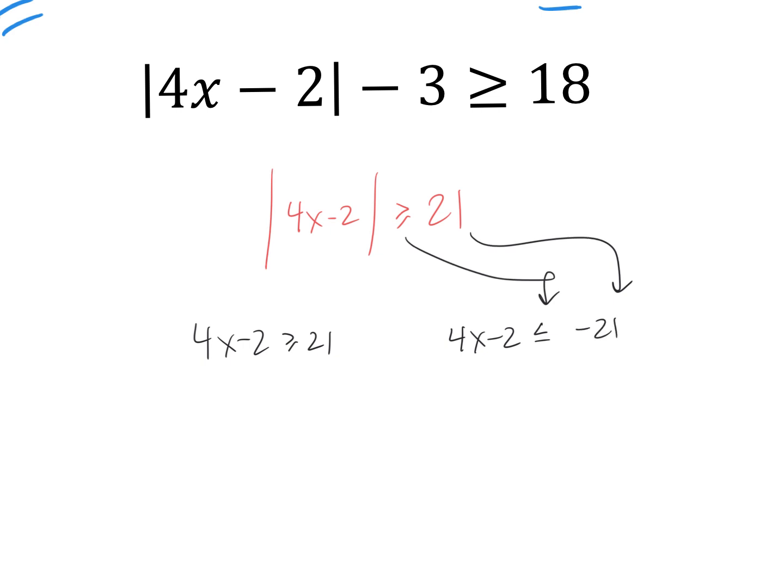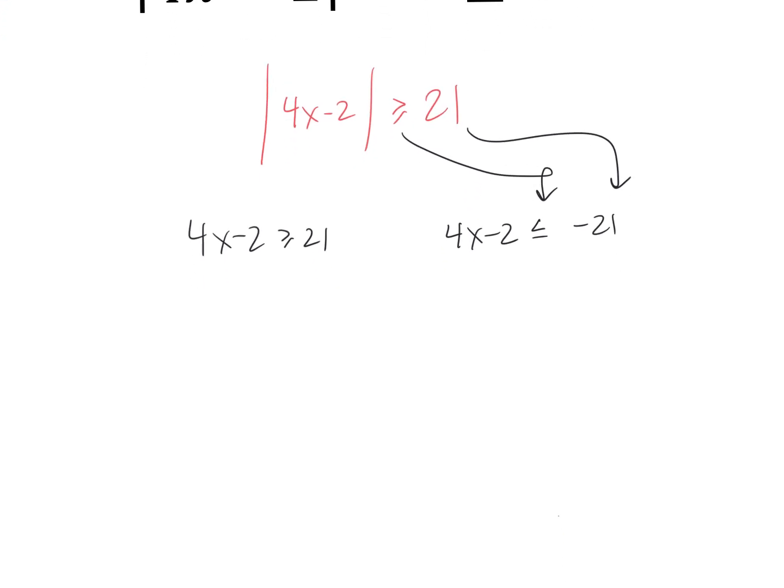We down with that step? Then we just go solve them like normal. I'd add 2. And I would divide by 4. And it might be an ugly fraction. And I'm just going to leave it as 23/4. Adding 2, dividing by 4, I get a -19/4.